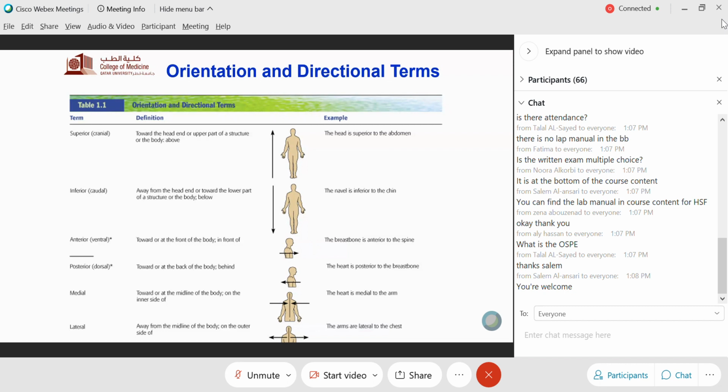If we reverse the comparison, we can use the word posterior. Your heart is posterior to your breastbone. Your vertebral column is posterior to the heart.